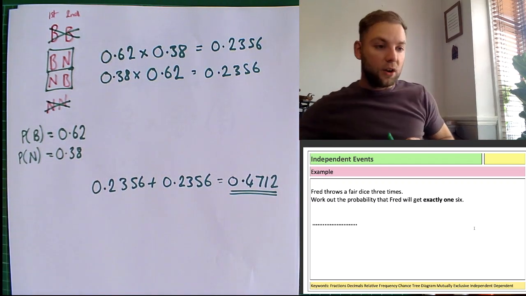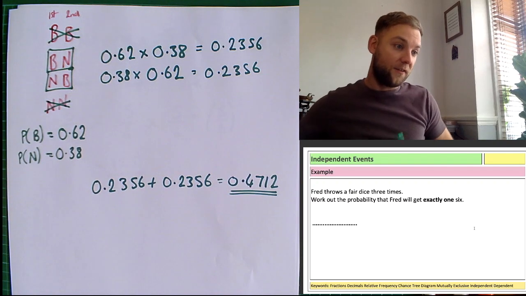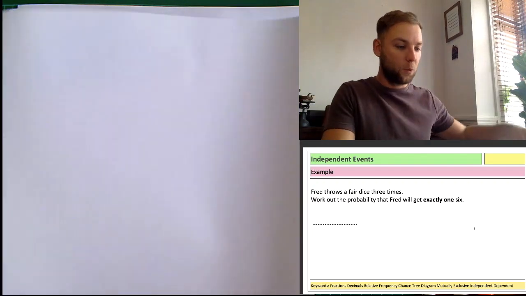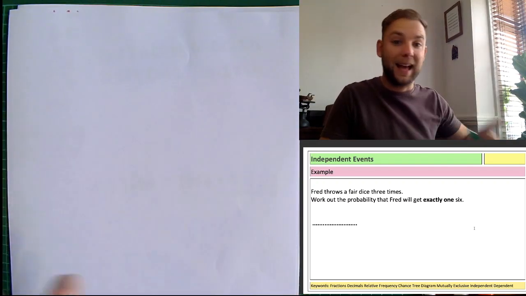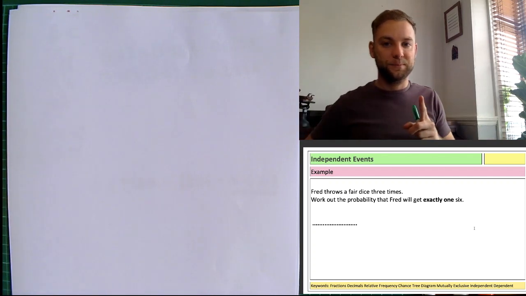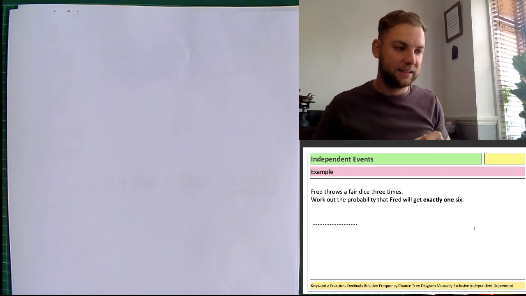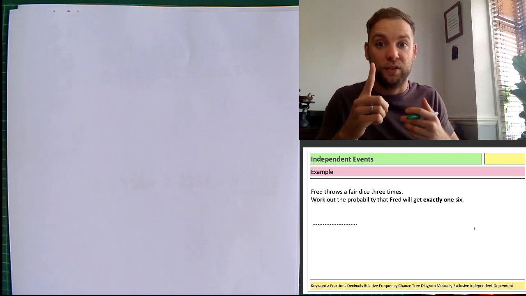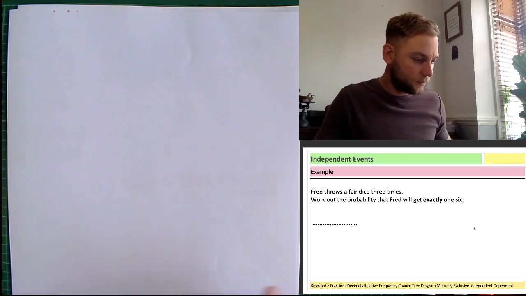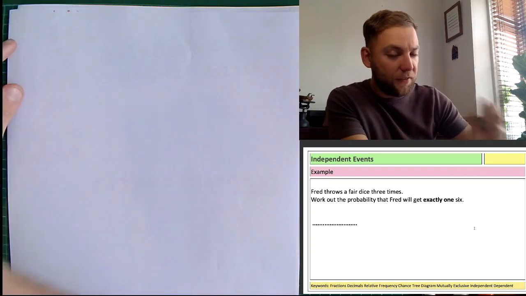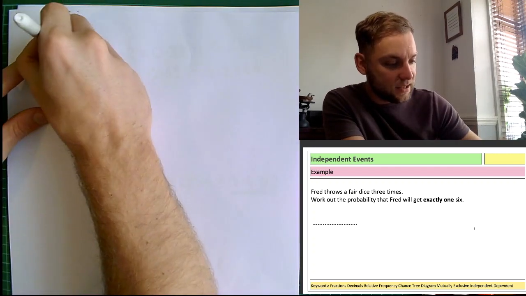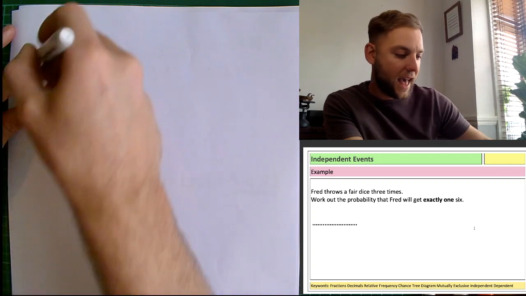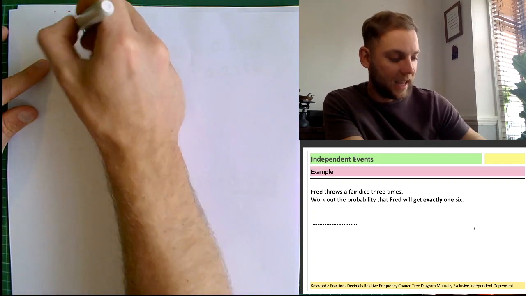So Fred throws a fair dice 3 times. Work out the probability that Fred will get exactly one 6. Okay, so we need to really think about this. What are the different options of getting one 6? Well, if he gets a 6 on his first throw, then we need him to not get a 6 on his second two.